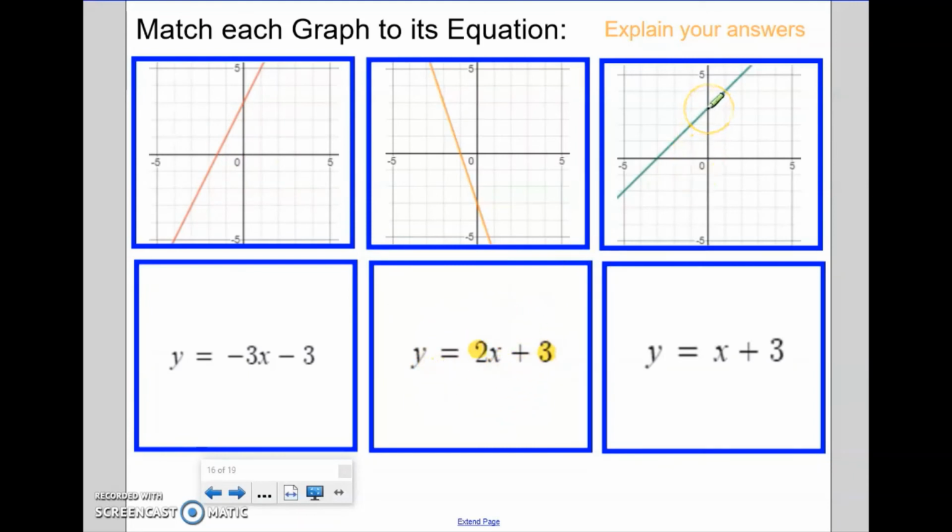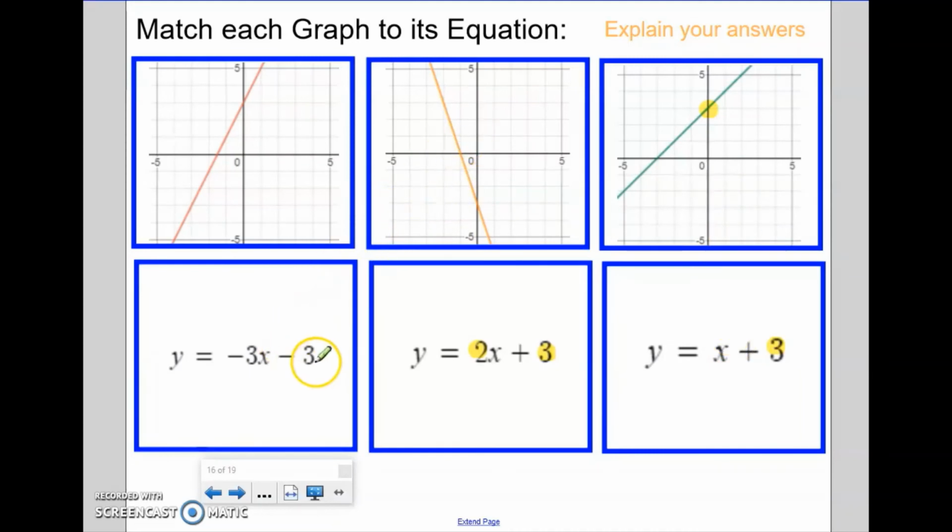This graph had the other y-intercept at 3, which would match up here. It also had a gradient of 1. Remember, in algebra, if there's nothing in front of the x, it means 1. So if I pick a point on the graph, 1 along, 1 up. So that graph would match up with this equation, which leaves us with this one.